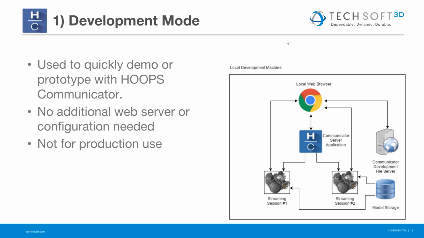And we see here, all of the components of Communicator are local to our own machine. The model storage is simply our own file system. The development file server is provided by the server executable. And all the processes that are spawning are just simply existing on our own machine, talking to the same web browser. And the one thing to note for this deployment is that this isn't for production use. It's simply for testing things out and working with the package out of the box.